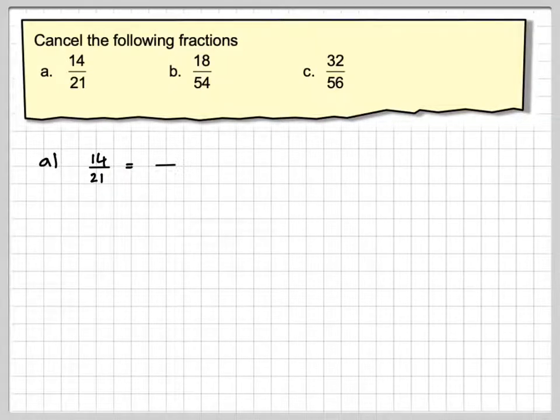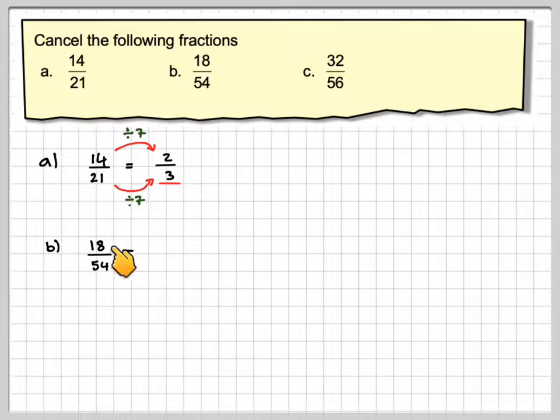So if we divide the numerator by 7, we are going to get 2. And if I've divided the numerator by 7, in order to not change the meaning of the fraction, I need to divide the denominator by 7 to get 3. So 14 over 21 is the equivalent fraction to 2 over 3.